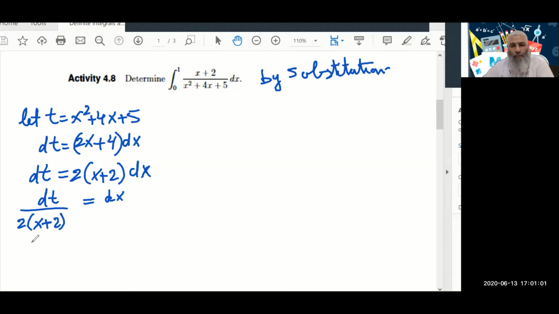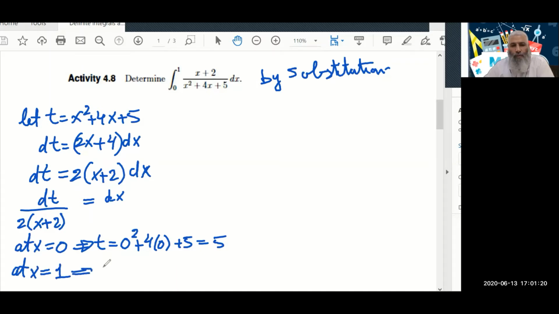So at x equals 0, t equals 0 squared plus 4 times 0 plus 5, which equals 5. At x equals 1, it's 1 squared plus 4 plus 5, which equals 10.